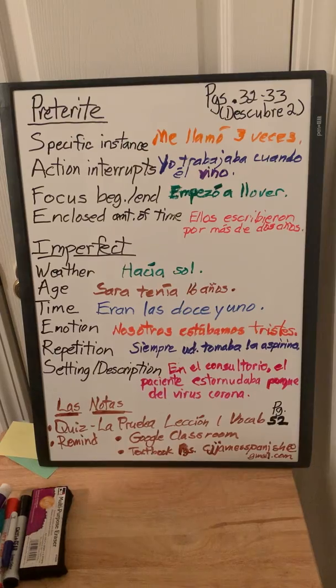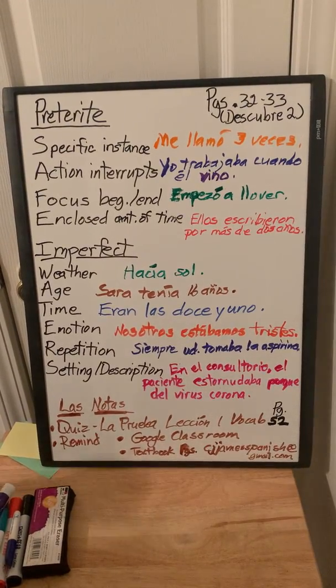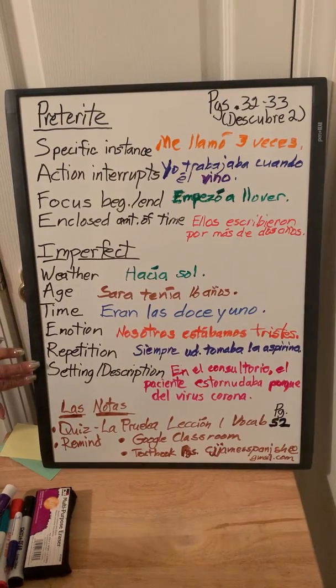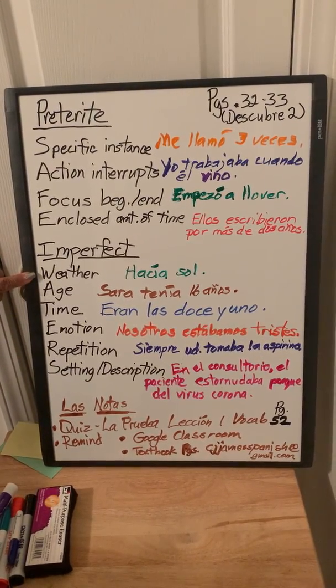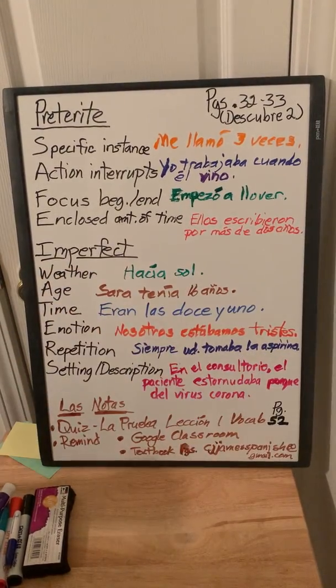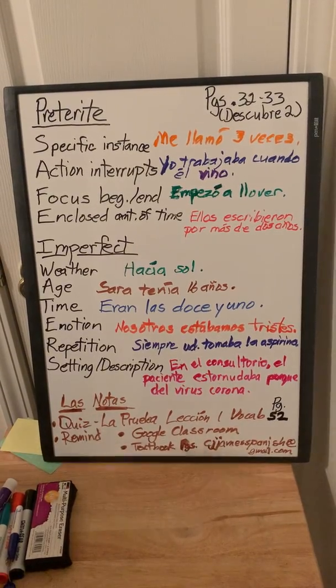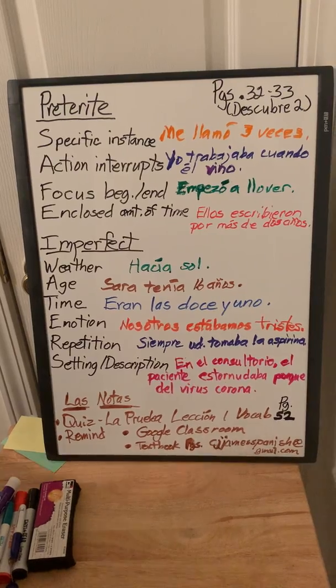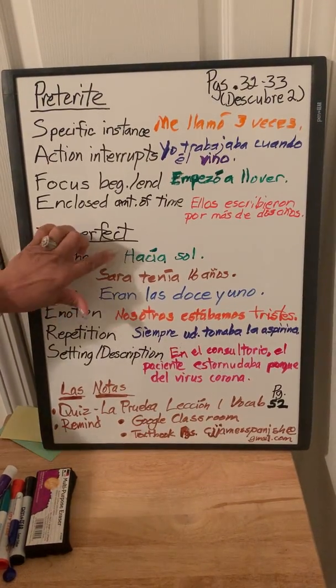The imperfect is another past tense. And the acronym for the imperfect tense is waters. W is for weather. Hacía sol. It was sunny. So if you want to describe the weather in the past, then you want to use the imperfect tense. It comes from hacer, right?